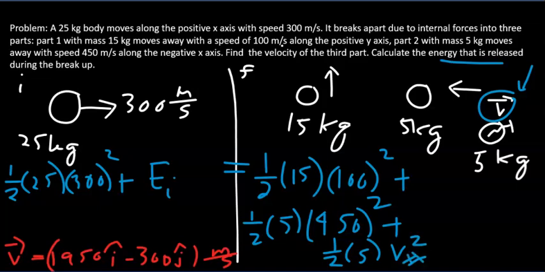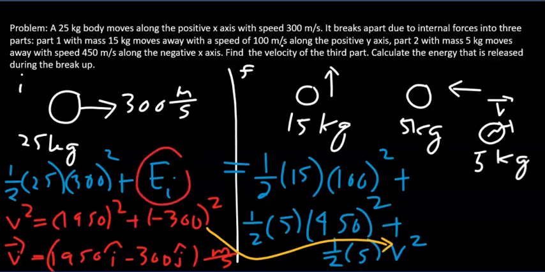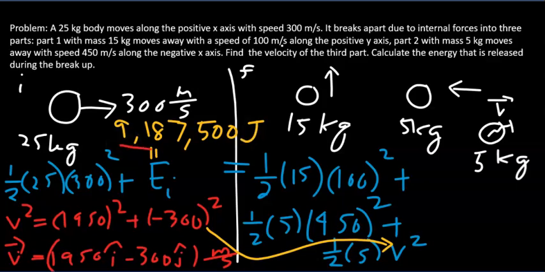Now we have to find the speed. That can be determined from the components of the velocity. The speed squared is just 1950 squared plus minus 300 squared. Putting this inside here and solving for E sub I, we can get the energy that is released during the breakup. And if we do that, we find the following for E sub I, which will give you 9,187,500 joules. And that solves the problem.